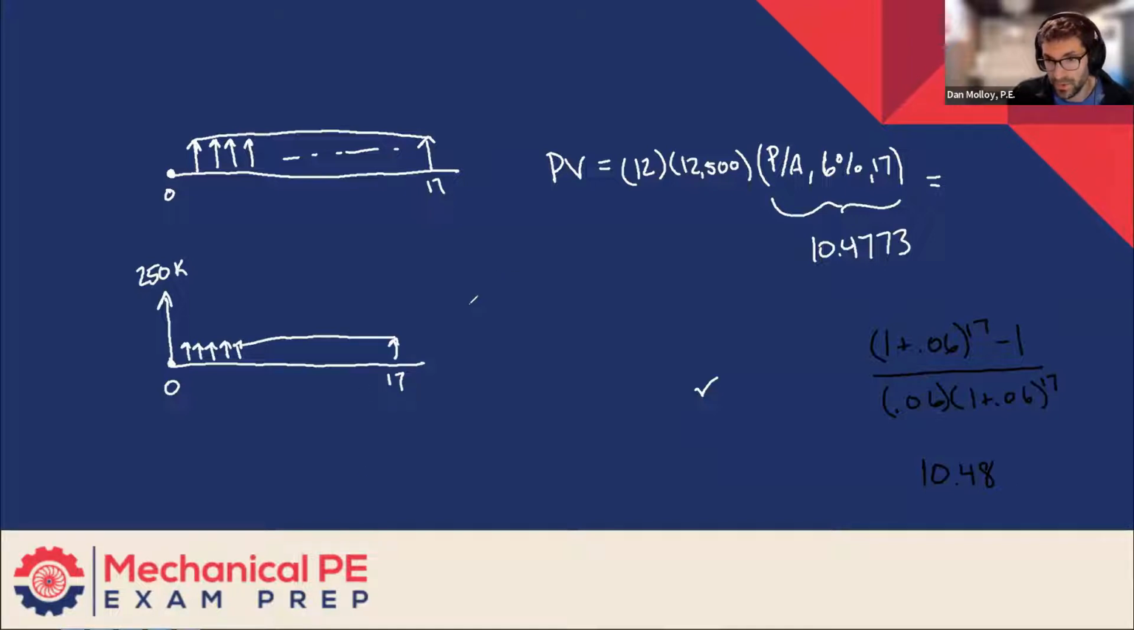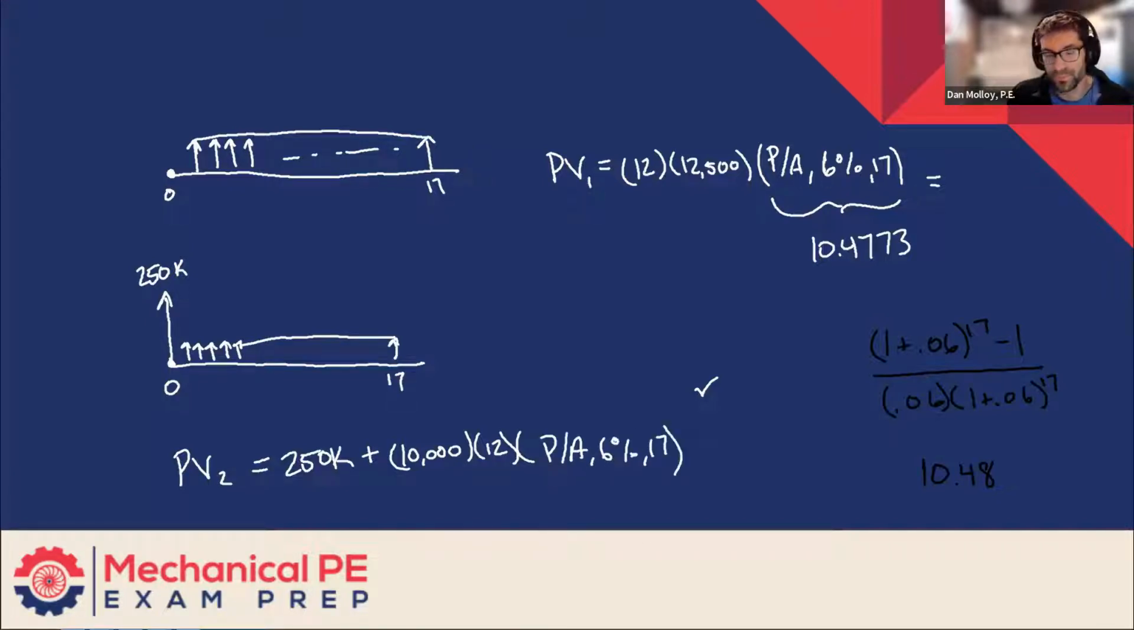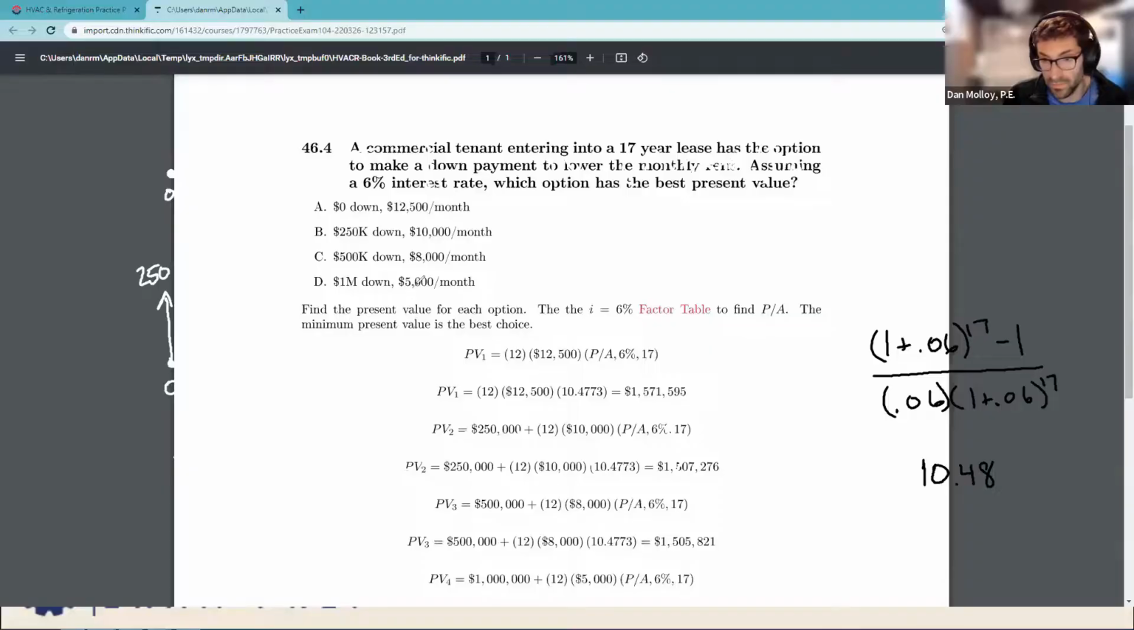So the calculation for the PV, this was PV1, PV2 is going to be 250 plus 10,000 times 12 for the year, times P given A, 6%, 17, which is the same number. And that's the same structure that we'll use to put together choices C and D.